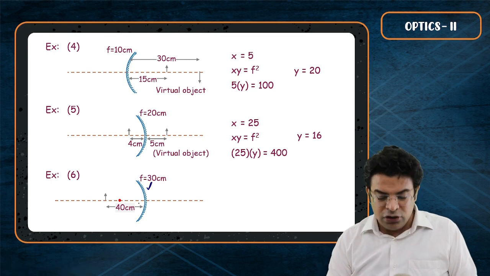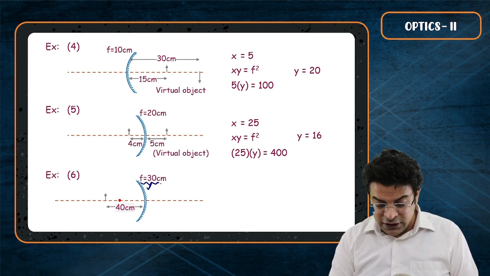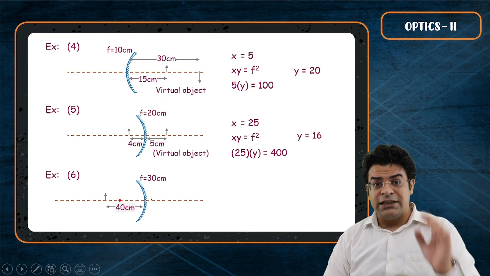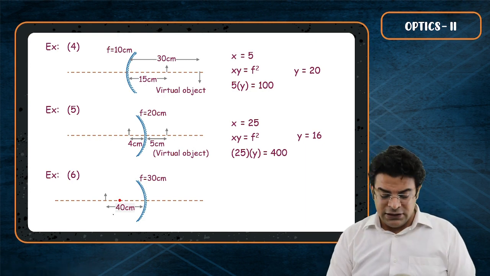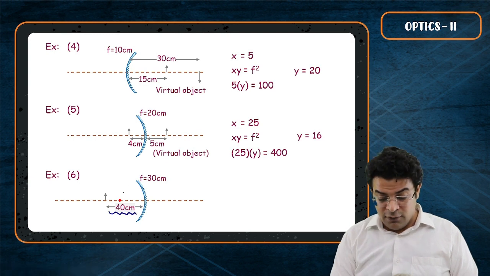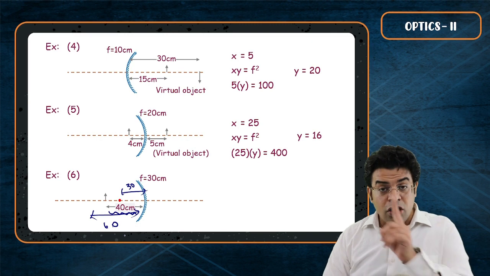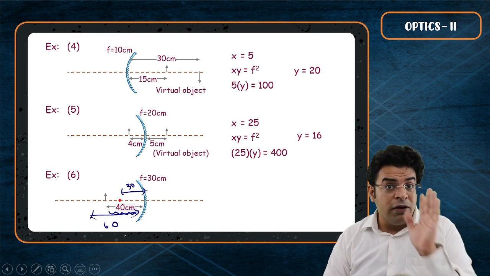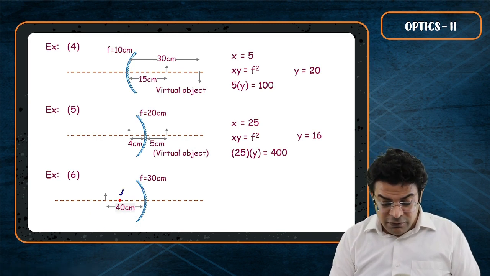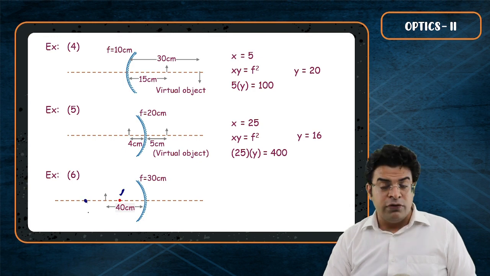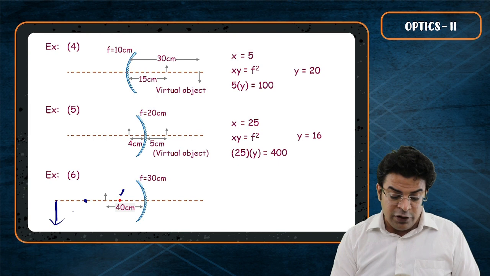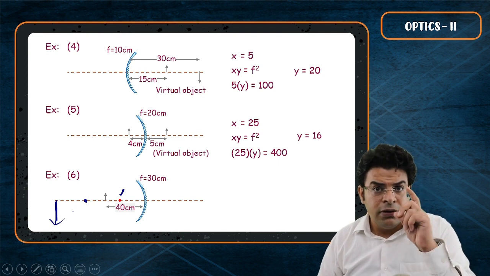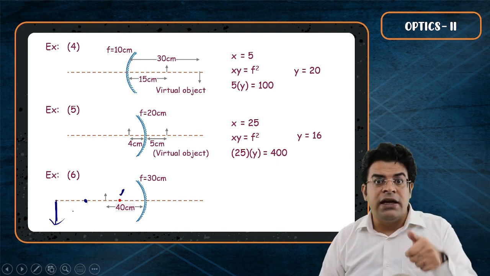Here we have got a concave mirror of focal length 30 centimeter and an object is placed at a distance of 40 centimeter. So you can clearly see the object is placed at 40 and the focal length is 30. So the radius of curvature will be 60. So the object is placed between f and 2f. If the object is placed between minus f and minus 2f, the image will be formed between minus 2f and minus infinity. The image will be real, inverted, enlarged.